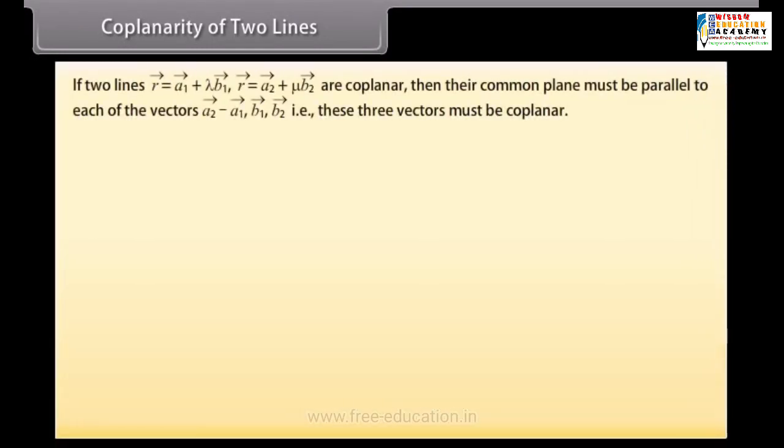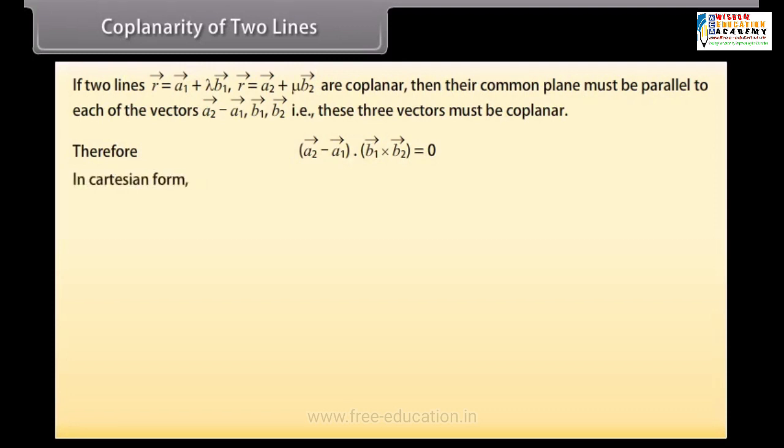Coplanarity of two lines. If two lines vector r equals vector a1 plus lambda vector b1, and vector r equals vector a2 plus mu vector b2 are coplanar, then their common plane must be parallel to each of the vectors vector a2 minus vector a1, vector b1, vector b2. That is, these three vectors must be coplanar. Therefore, dot product of vector a2 minus vector a1 and cross product of vector b1 and vector b2 equals 0.